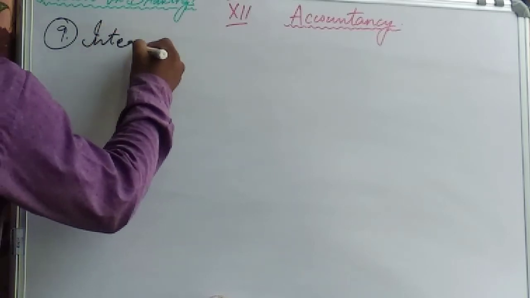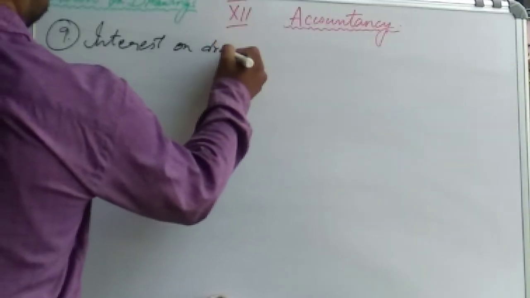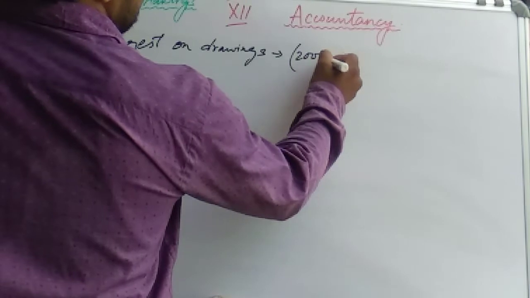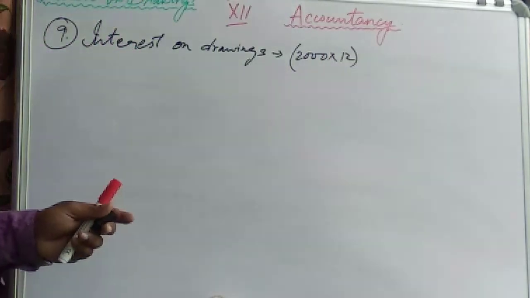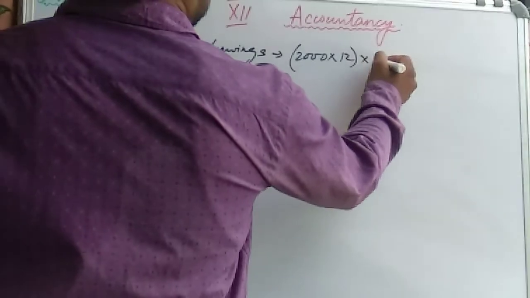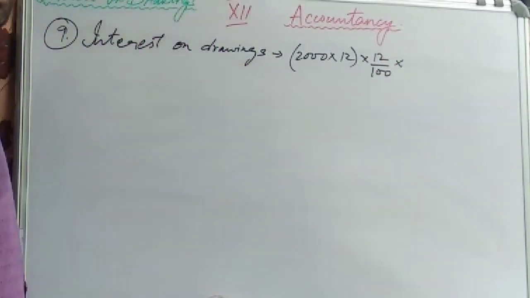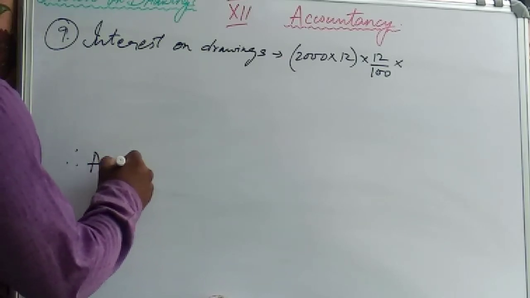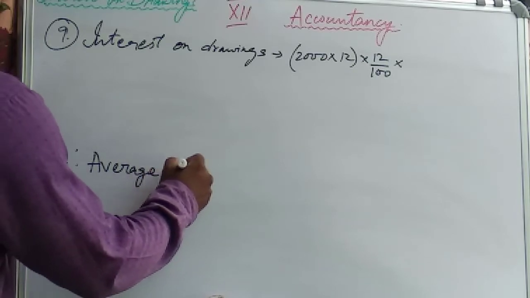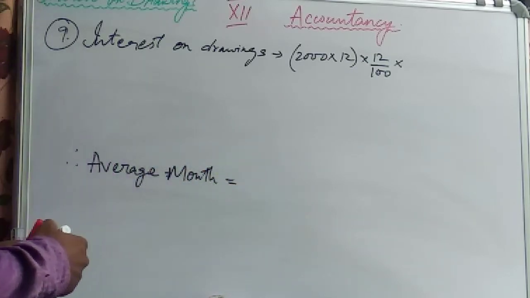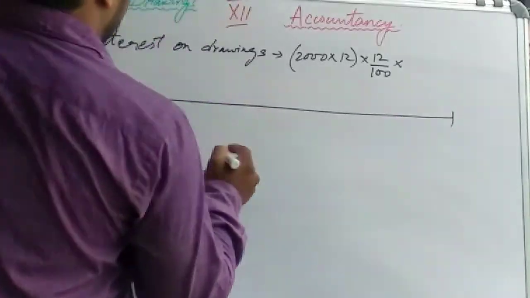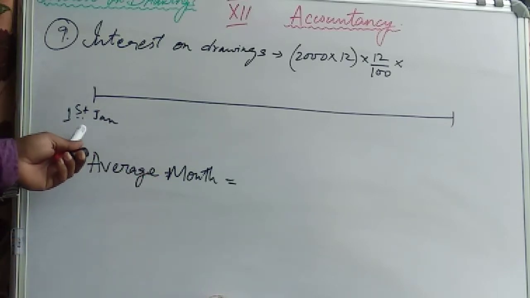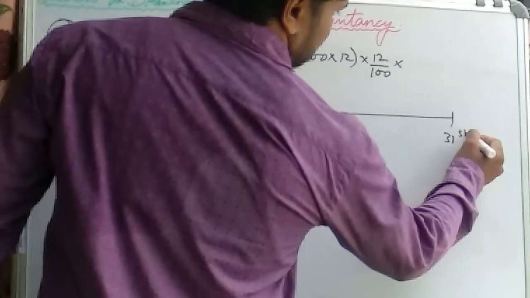So interest on drawings, again the same thing, 2000 multiplied by 12% per annum, and again we have to calculate the average month. So we are assuming the business runs from 1st January to 31st December.